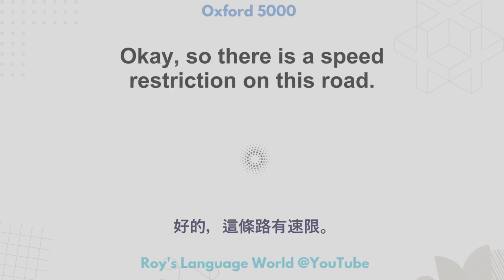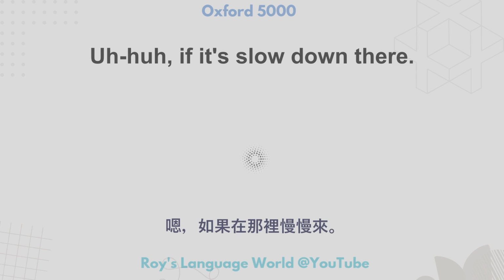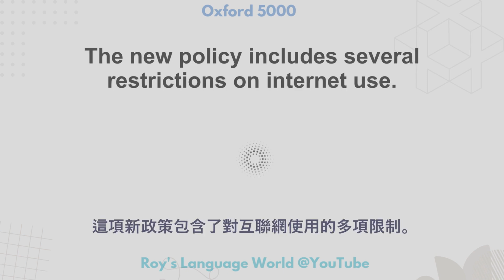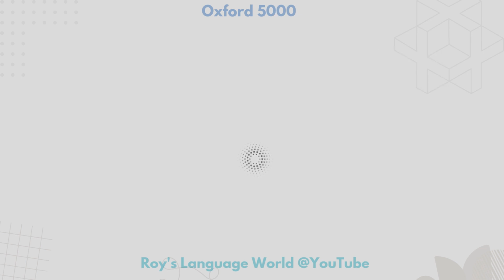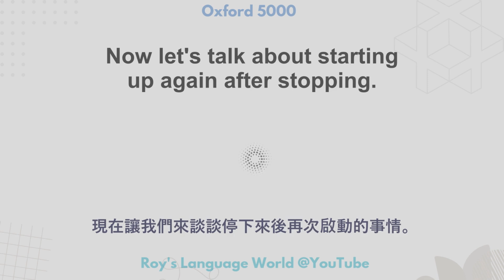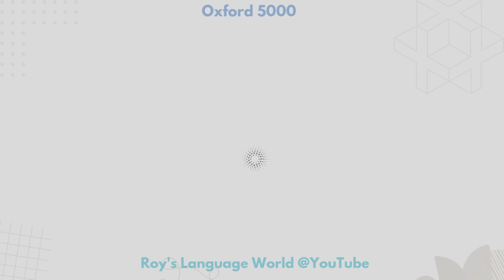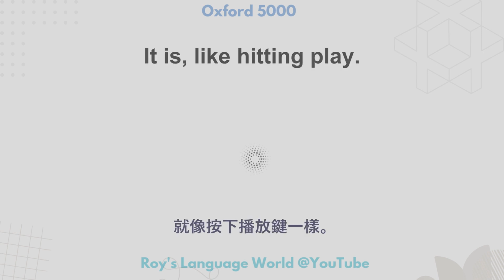Okay, so there is a speed restriction on this road. Let's slow down there. The new policy includes several restrictions on internet use. And they lifted the travel restrictions last week, so you can go further now. Nice. Now, let's talk about starting up again after stopping. That's resume. It is, like hitting play.